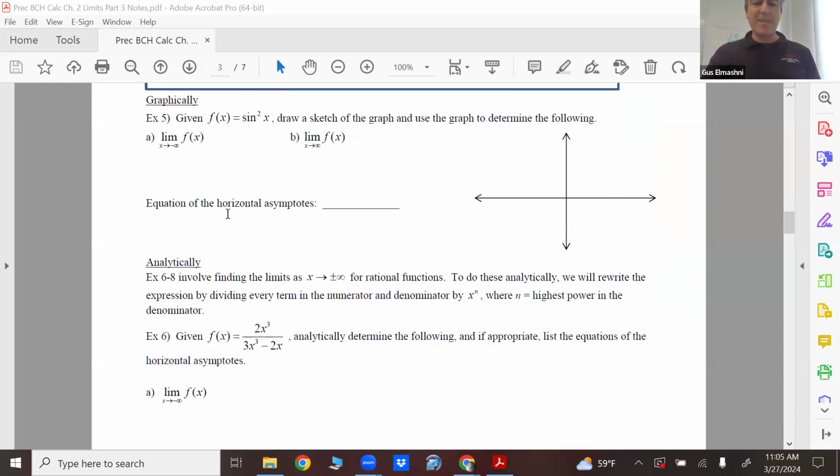All right. Example 5. Let's do sine squared x. So if I do sine squared x, let me punch it in my calculator. Sine x, no problem. Shoot. Well, I gotta switch my mode to radians. Okay, here we go.